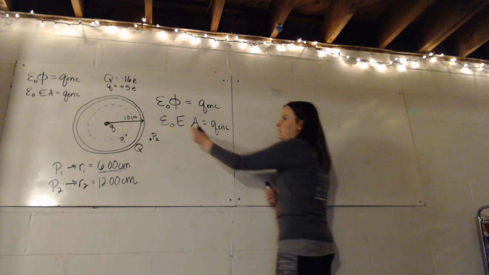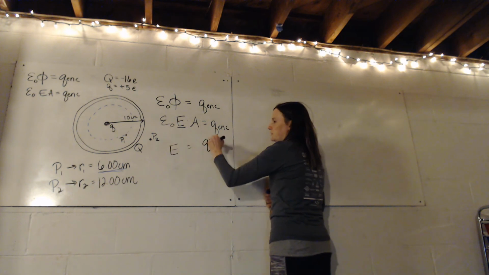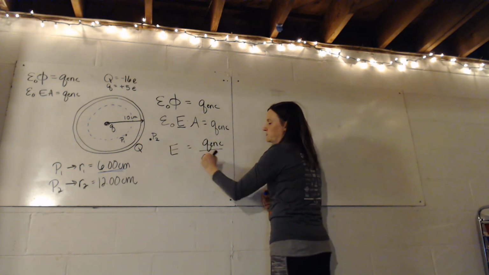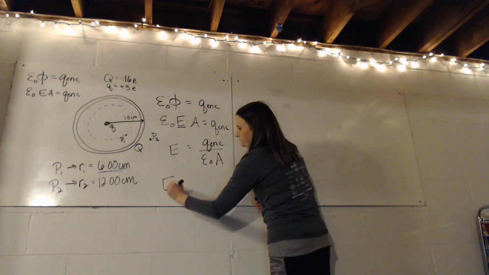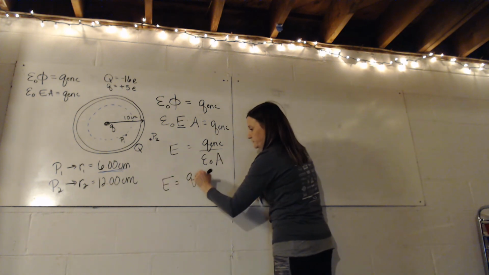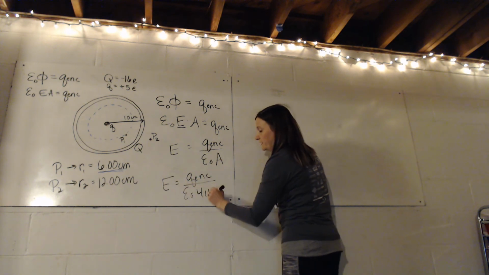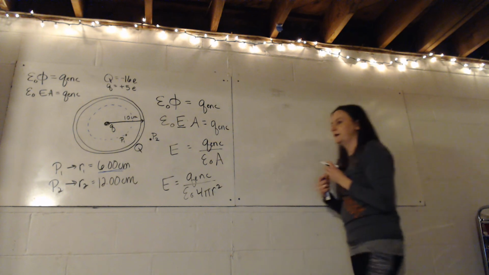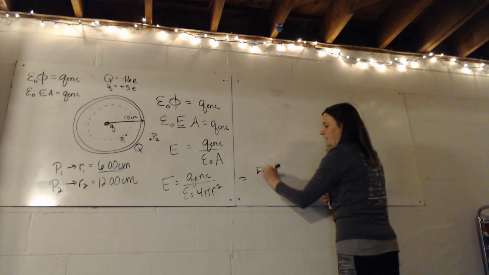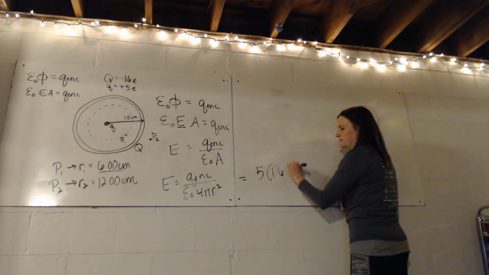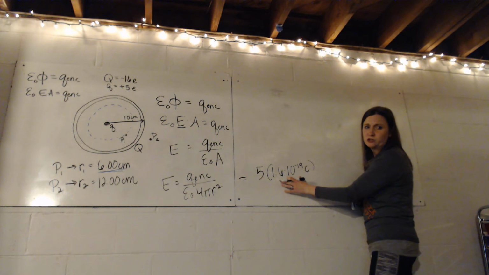So if I solve this for E, E is equal to Q enclosed over epsilon naught times A, which is 4 pi r squared for a sphere. The charge enclosed is positive 5 times e, which is 1.6 times 10 to the negative 19 coulombs. I don't know if I emphasize this a lot, that's the charge of a single electron.